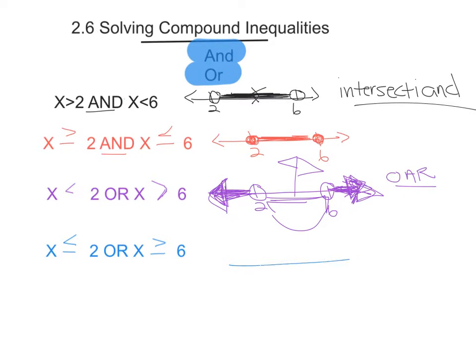Another or statement. So this one should look like oars again on a boat. So we have 2 and 6. This is less than or equal to, so closed circle. Going to the less than side, left. And then x is greater than or equal to 6, going to the right-hand side. So this is just what the graphs will look like.